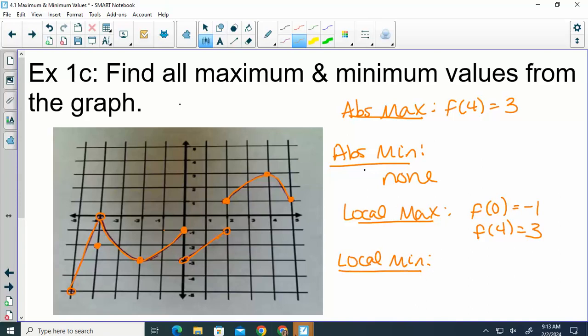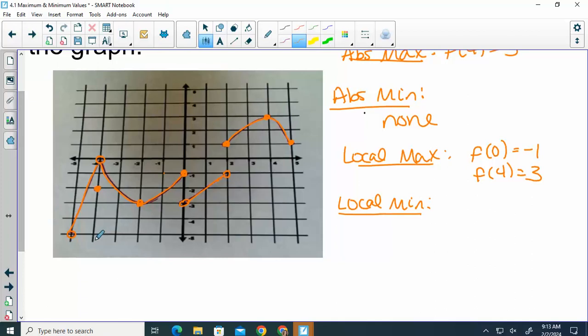Local min. Lower than points on either side, but it cannot be an endpoint. So we know this one's out because it's an endpoint. What about this point right here? We probably wouldn't think of it right away because it's not connected to the graph. But if I go to the left and the right, is it lower than the points on both sides? When I look to the left, the points are above it. When I look to the right, the points are above it. So it is still a local min. It doesn't have to be connected to the graph.